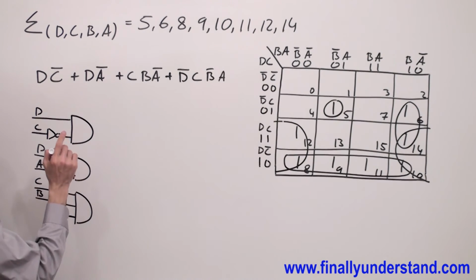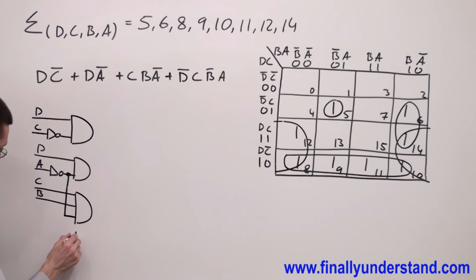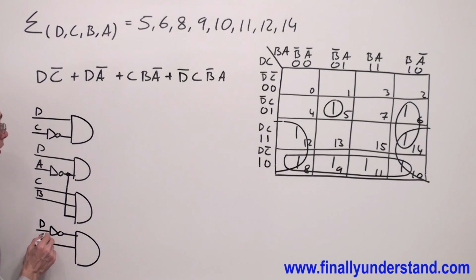Next we have a 4 input AND gate with inputs D naught, input C, input B naught, and I have input A.